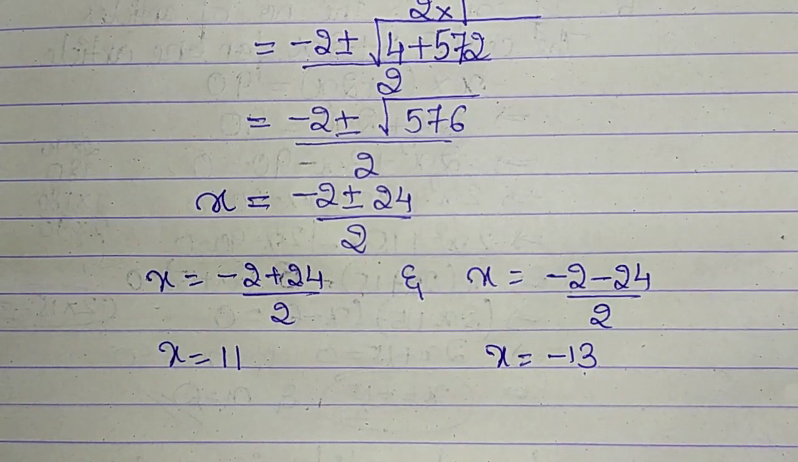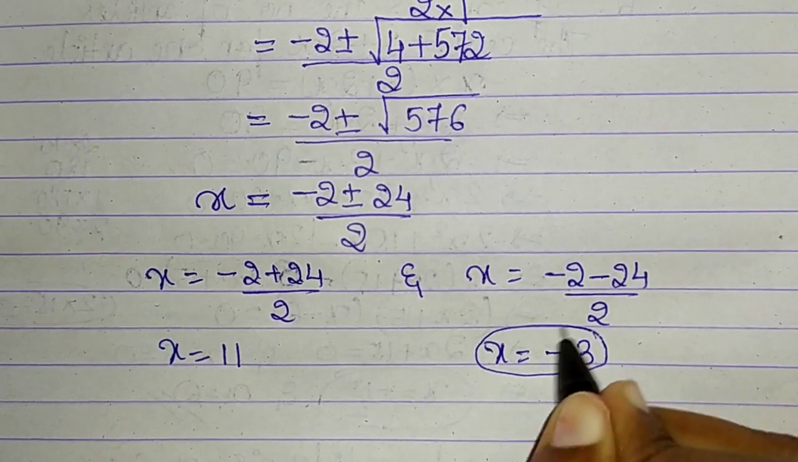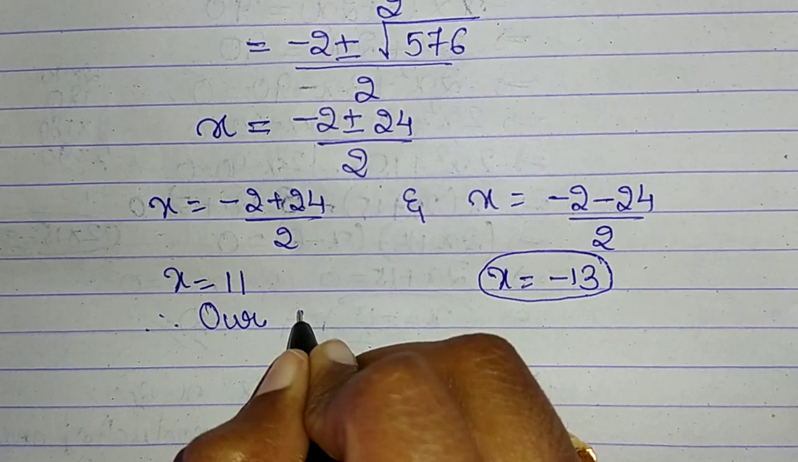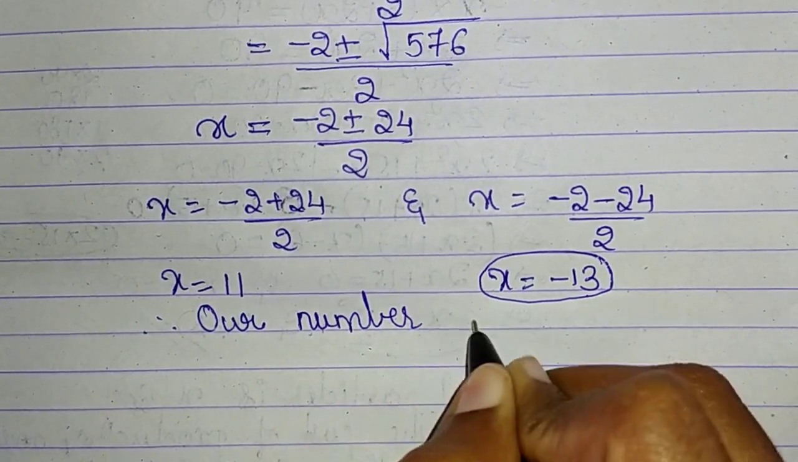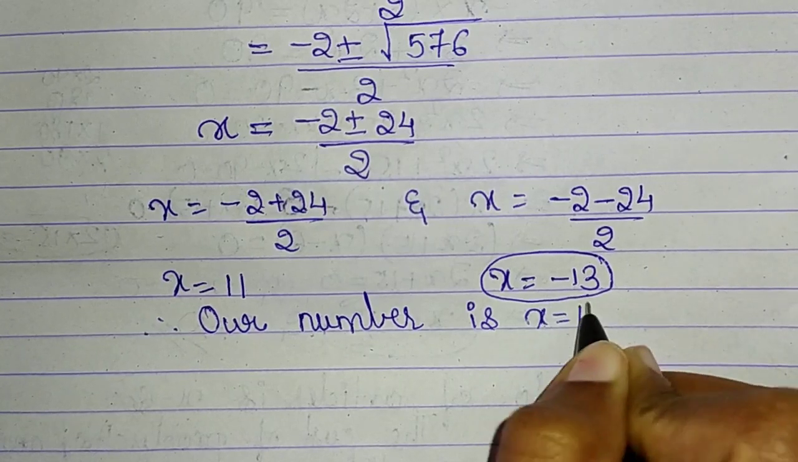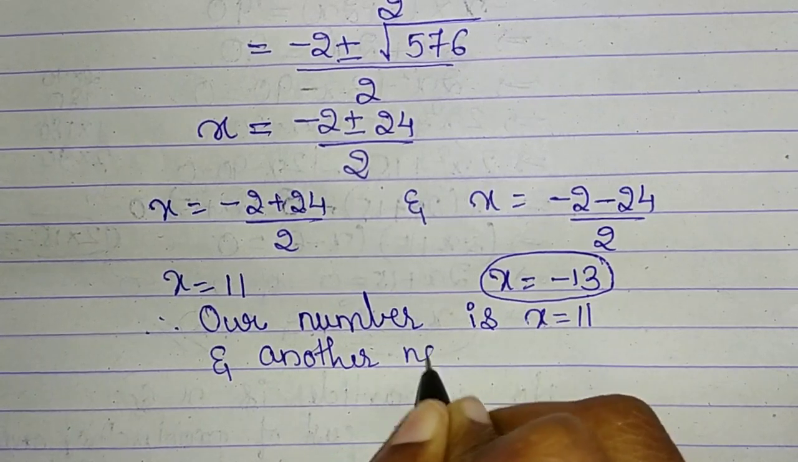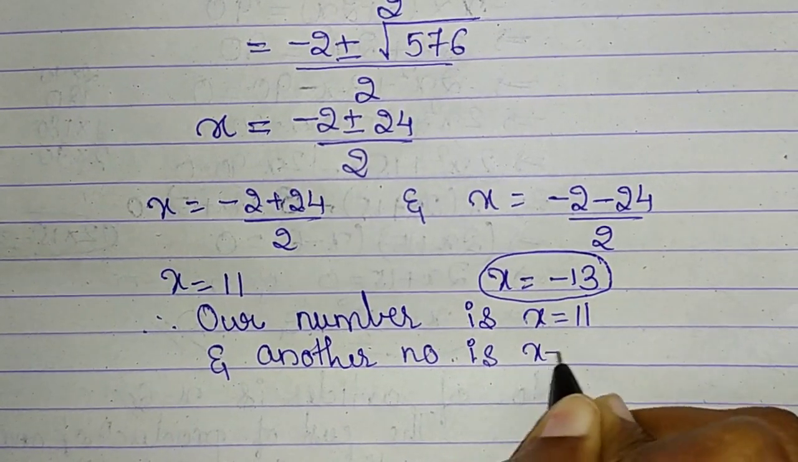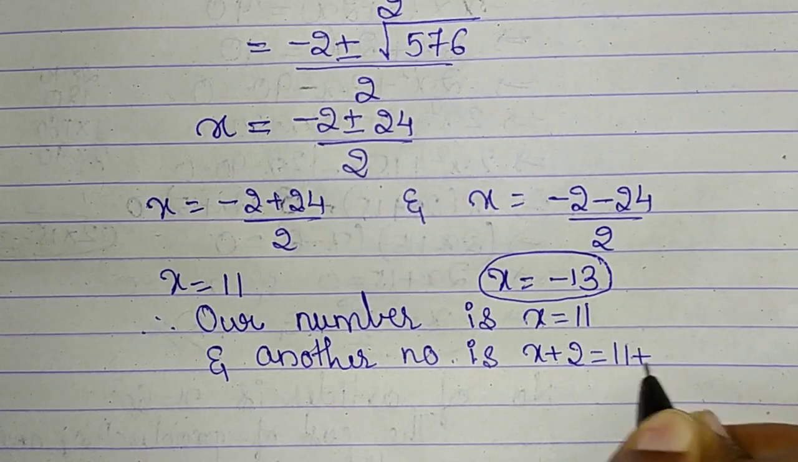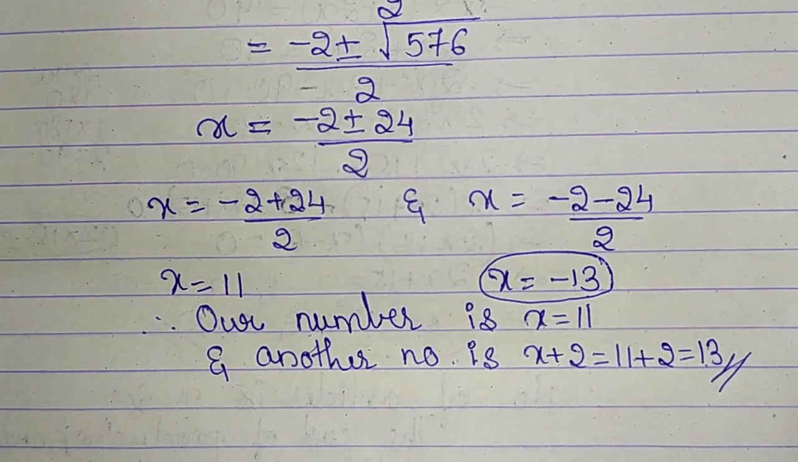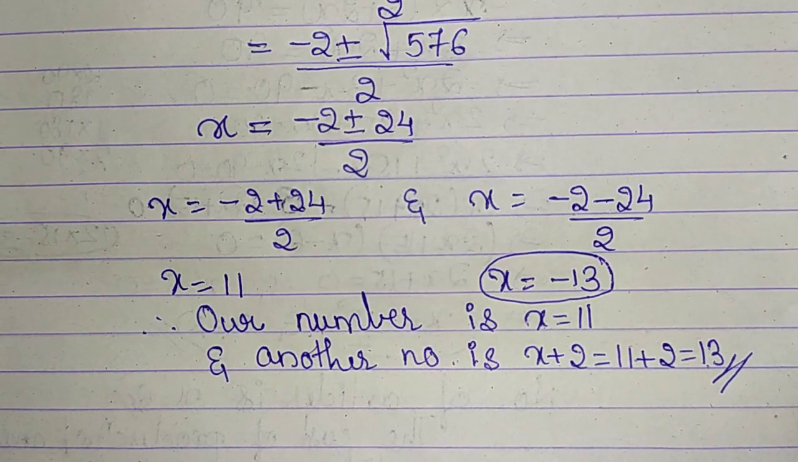We were told in our question that the numbers are positive integers, so we can easily discard x = -13. Therefore, our number is x = 11, and the other number is x + 2, which is 11 + 2, which is equal to 13. So 11 and 13 are the required positive odd integers, the sum of whose squares is 290. So that is the solution.